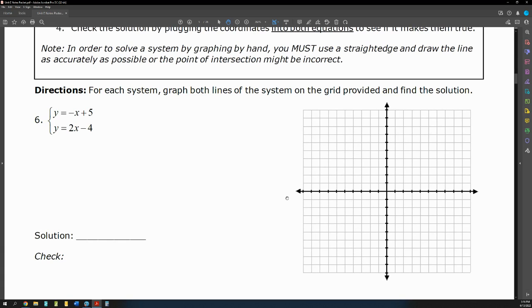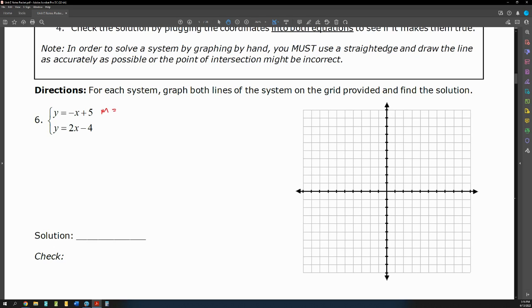Another note that I have is to include as many points as you can in your line, and we'll see how that helps us in this example. So for number 6, here we have two lines, y equals negative x plus 5 and y equals 2x minus 4. We'll start with the slope for the top equation.